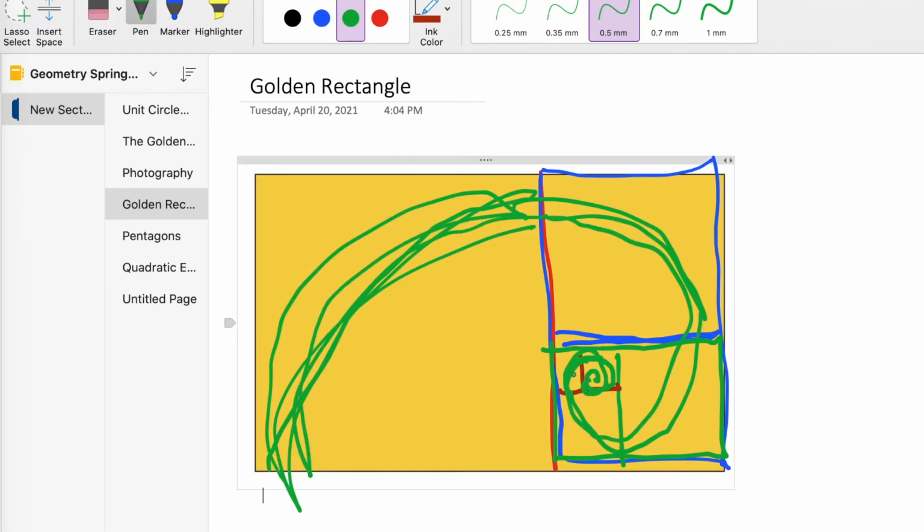And again, it kind of even reminds you of a snail shell. So that's that rectangle where it's like a pattern of a rectangle and a rectangle and a rectangle that we can create a spiral out of.